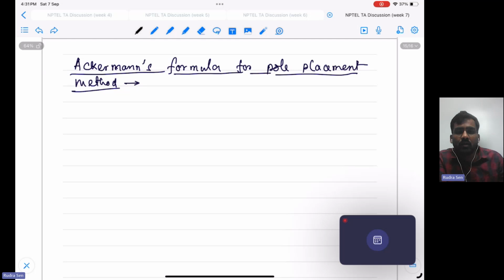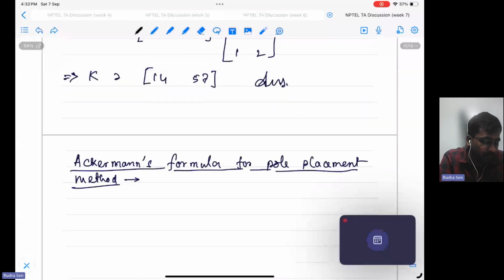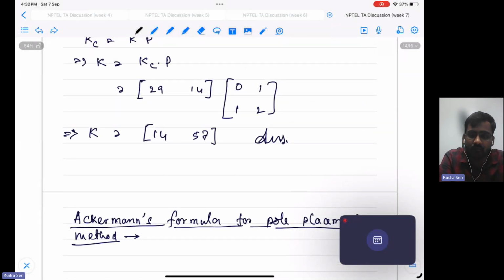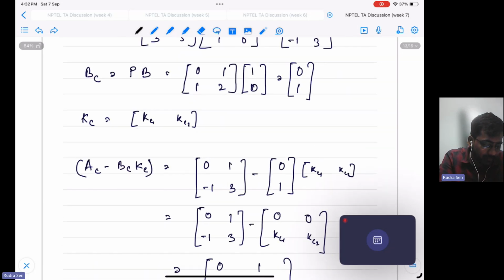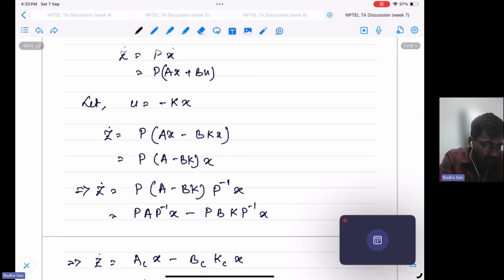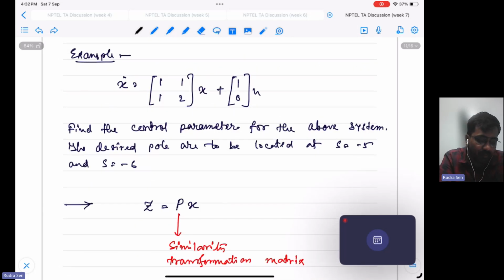One thing I just want to tell you is that whichever formula or method you choose, the value of K will be the same. If you solve this problem using the previous method that I have discussed, you will get the same K, and if you solve it using Ackermann's formula, you will get the same result. There is no difference in the results.